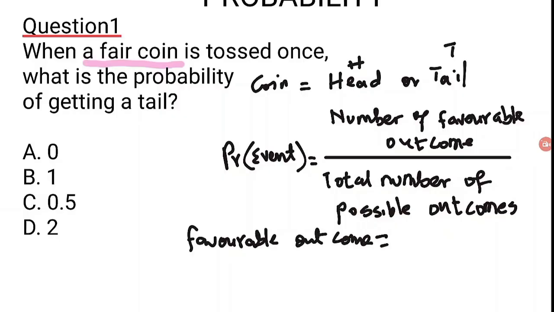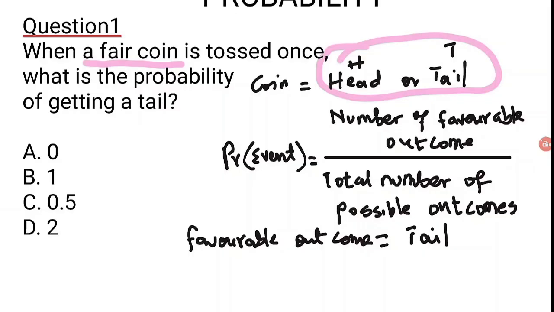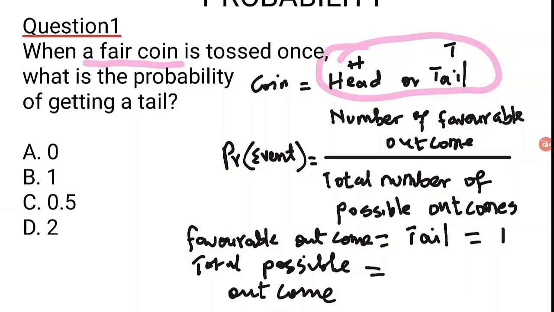The favorable outcome is tail, because out of these two that we have, when a fair coin is tossed one time, the only time we see tail is just one. Then the total possible outcome here, we have it to be tail and head. Tail and head. And their number, we have the number to be 2.